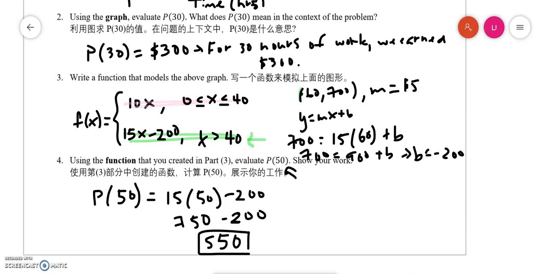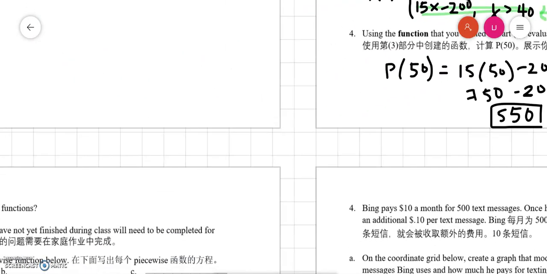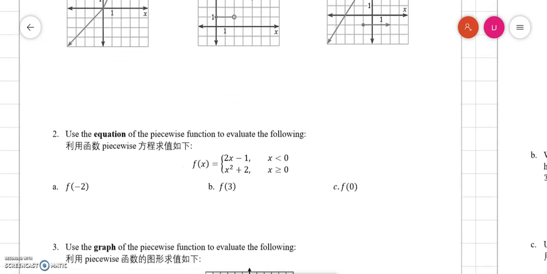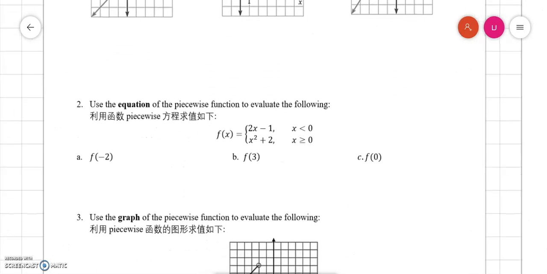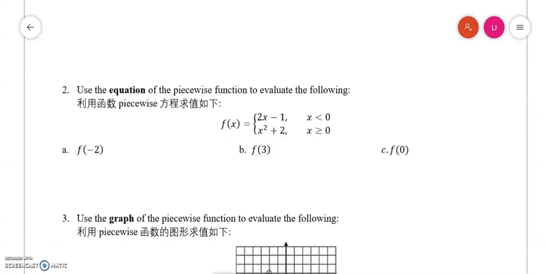All right, I'm going to do just a couple more problems with you. Down in the workshop, I'm going to skip over number 1. And number 2, I will do 2a and 2b with you. Let me zoom in a little. So 2a and 2b.